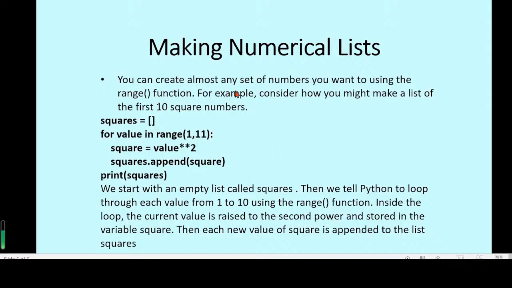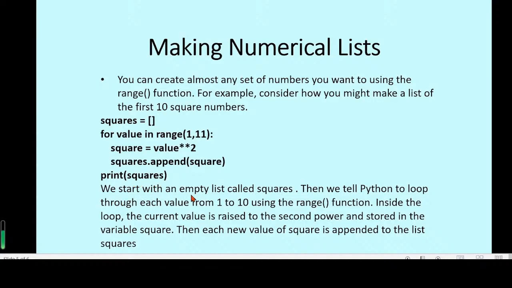And you can create almost any set of numbers you want using the range function. For example, consider how you might make a list of the first 10 square numbers. So we start with an empty list, then write a for loop: for each value in the range 1 to 11, not including 11, calculate the square of this value, assign it to the square variable, then append this square to the list of squares. Then when the for loop is finished, we print out this squares list.